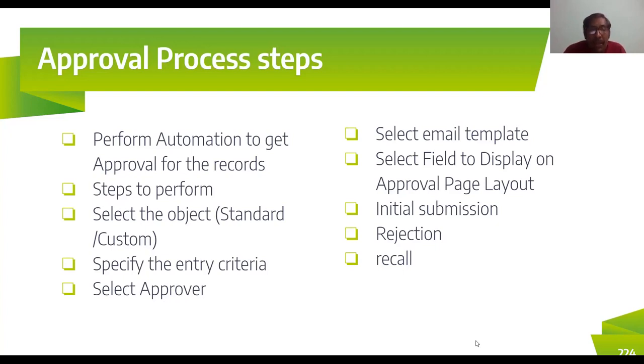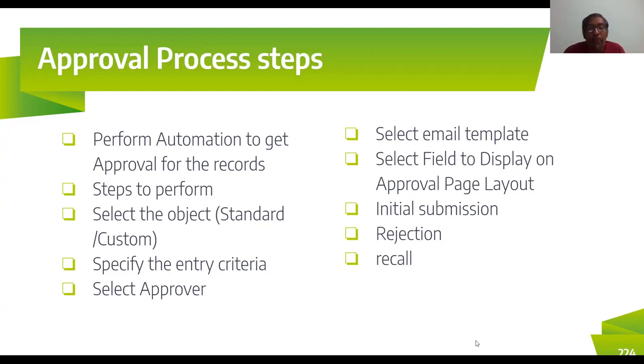You're going to specify the criteria, and you're going to select the approver. Accordingly, you're going to select the email template. Then select the fields to display on the approval page layout. On the page layout, what are the fields you're going to display? Then initial submission, then approved, rejected, recalled. These are the actions based on the approval, whether the bills have been approved, or rejected, or recalled. These are the steps that we are going to perform in the approval process.